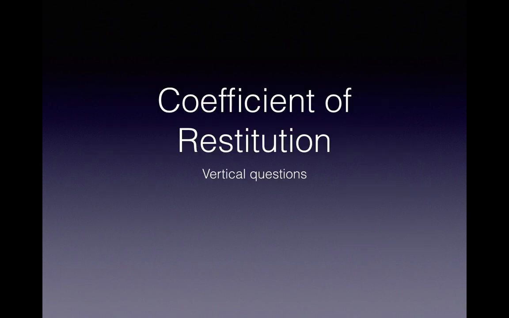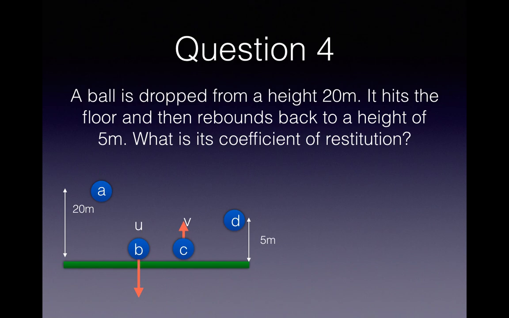Alright, let's have a look at vertical questions. A ball is dropped from a height of 20 meters, it hits the floor, then rebounds back to a height of 5 meters.